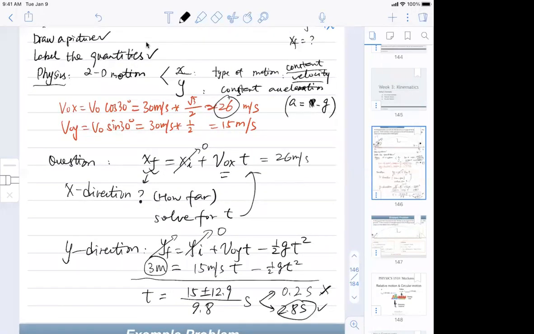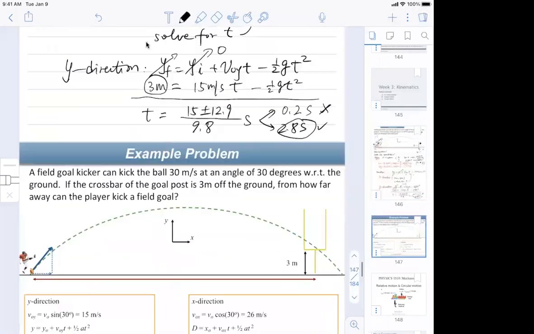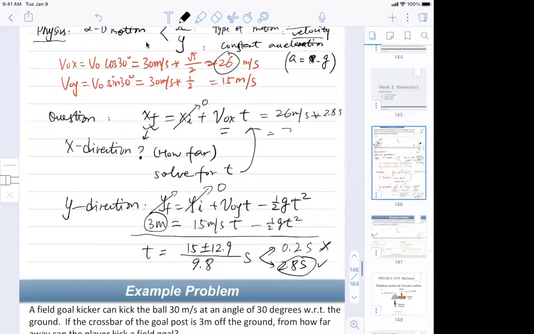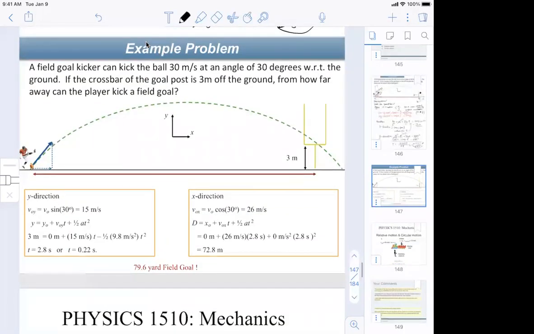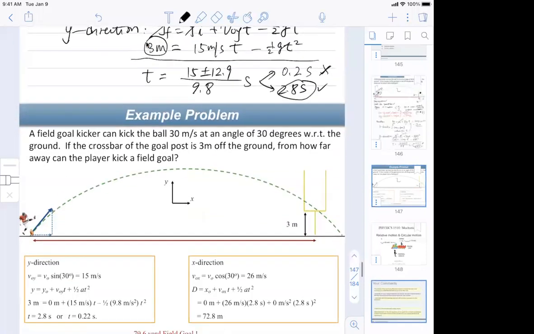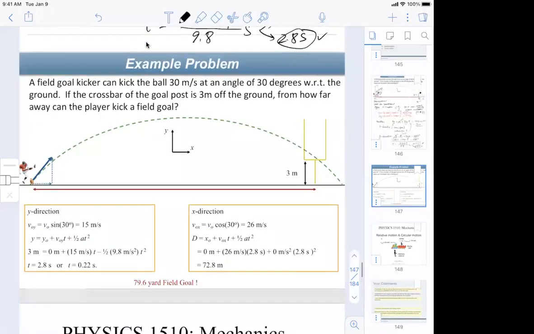So you got 26 times 4.8 seconds, and you got how many meters? I have this here, 73 meters. It turned out to be 79.6 yards. Just wanted to let you know, historically the longest field goal is much less than this.